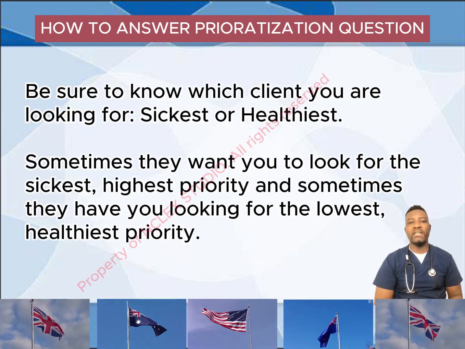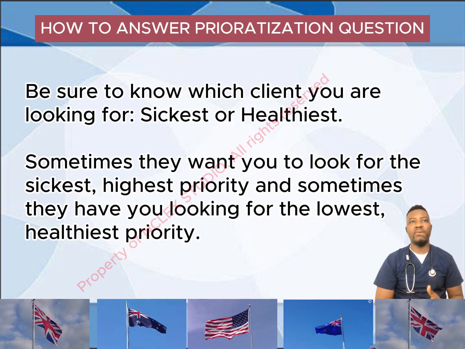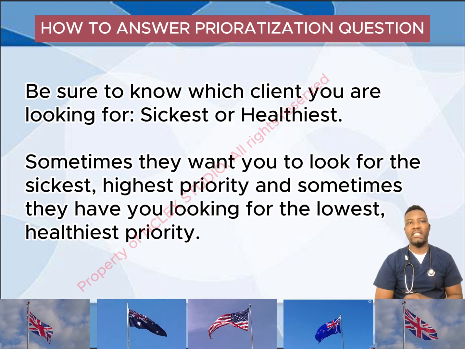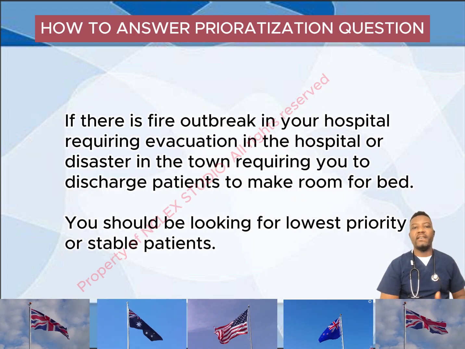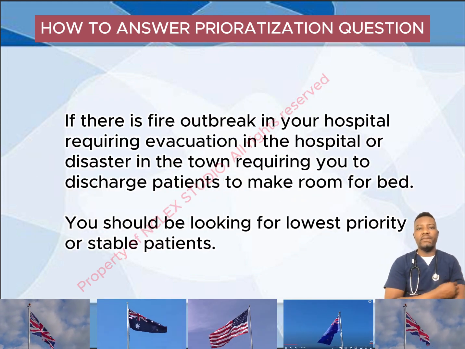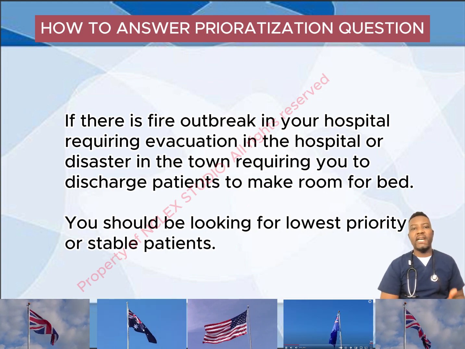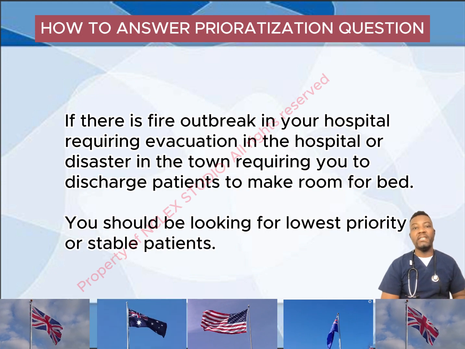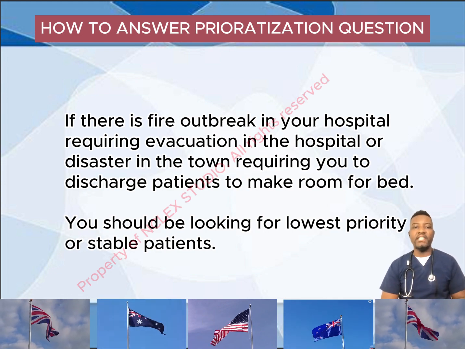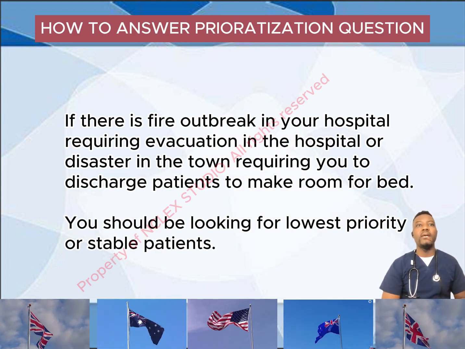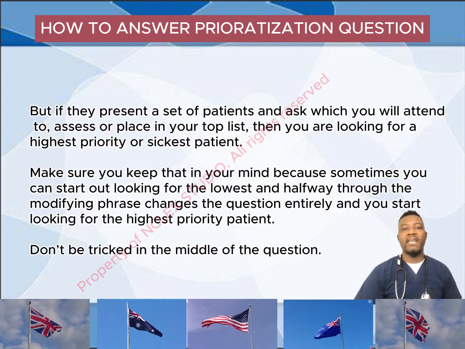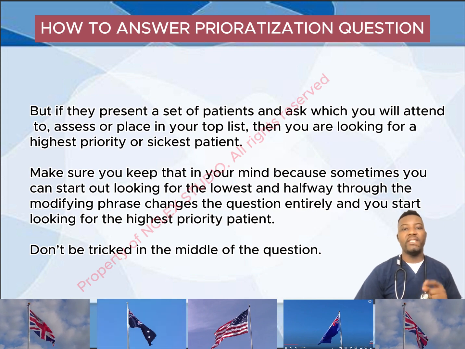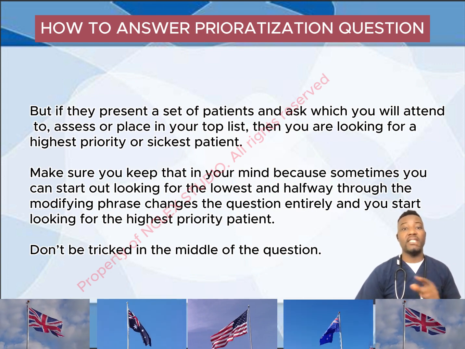In the prioritization question, I want you to be sure of which patient you are looking for. Sometimes you are looking for the sickest patient and sometimes the healthiest patient. For instance, if there is a fire outbreak requiring evacuation in the hospital, or there is a disaster in the town requiring you to make some discharges in order to make room for incoming patients, then you should be looking for the healthiest patient, which should be the lowest priority here. But if they present a set of patients and ask you who you should assess first or attend to first, you should be looking for the highest priority patient or the sickest patient.